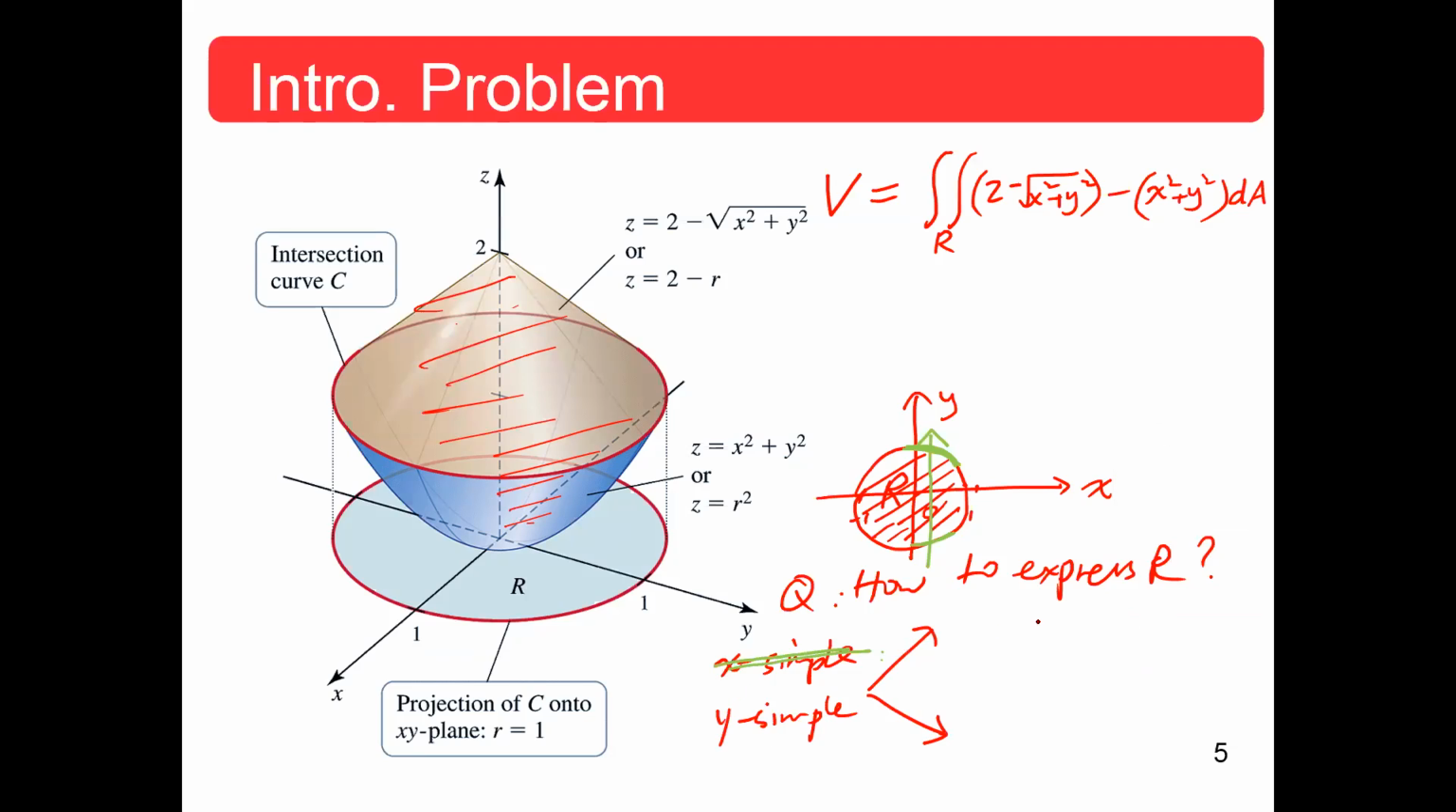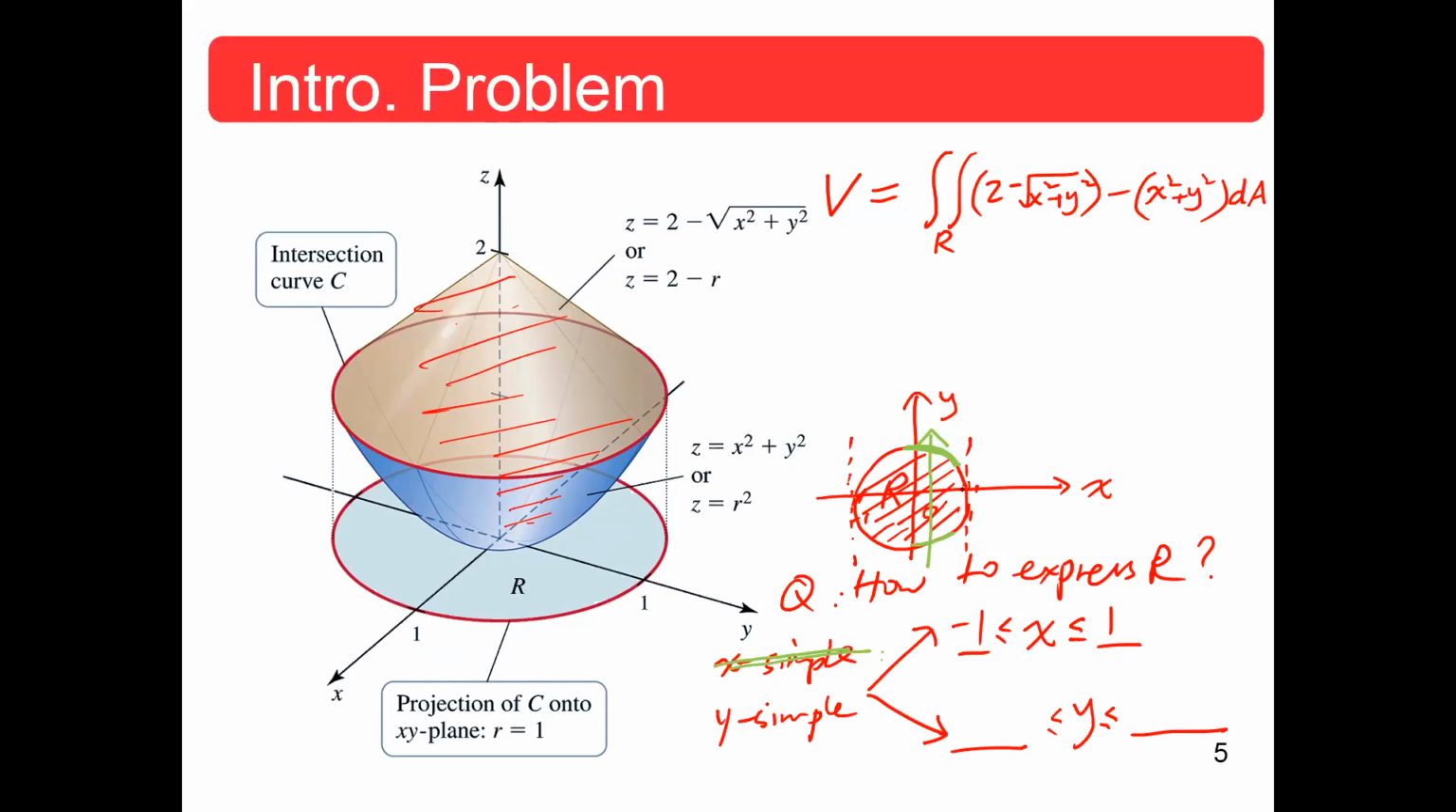Y simple requires us to, first of all, describe x between two constants, right? And describe y between two functions. It's easy to see that x would be easily bounded between -1 and 1, right? So left boundary and right boundary is easy to identify, which is -1 and 1. Now the question is the top function and the bottom function, right? Top function and bottom function.